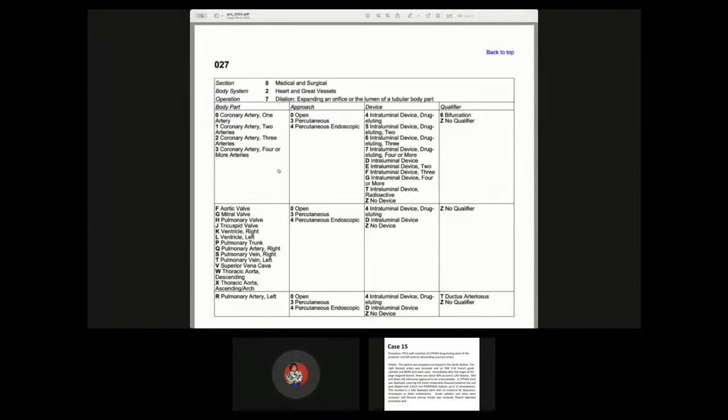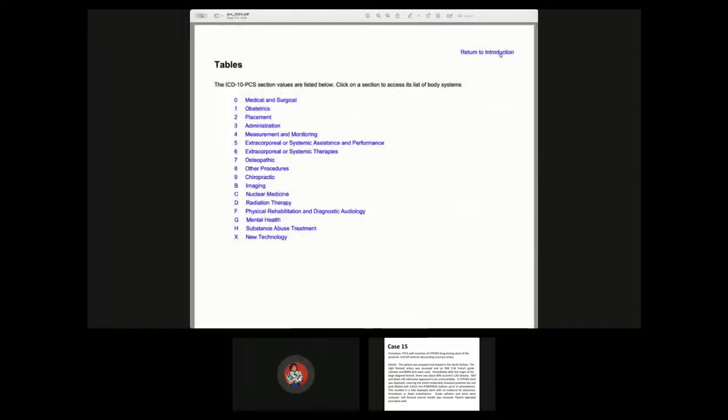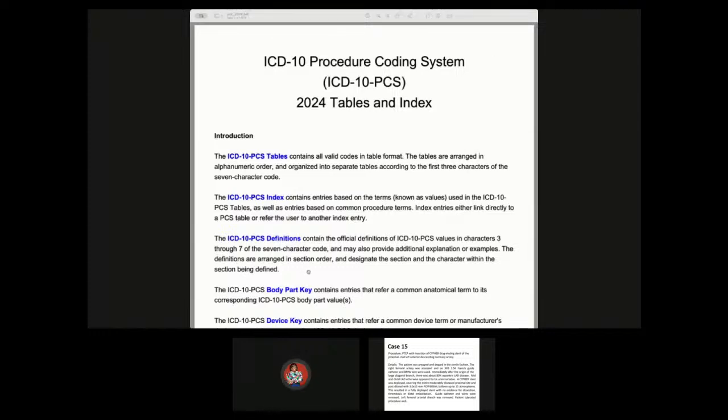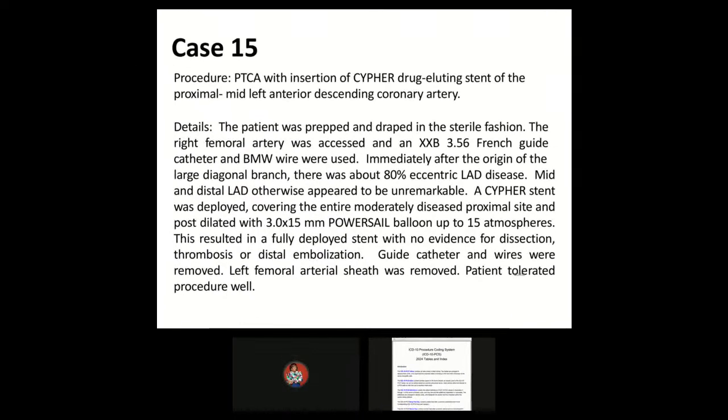And from there, what is the approach? The approach was percutaneous. They did deploy a stent. It's an intraluminal stent. It was one stent. And then there was no bifurcation. They didn't split it into two. So the final code is 027034Z. All right, back to the top and back to our next scenario.